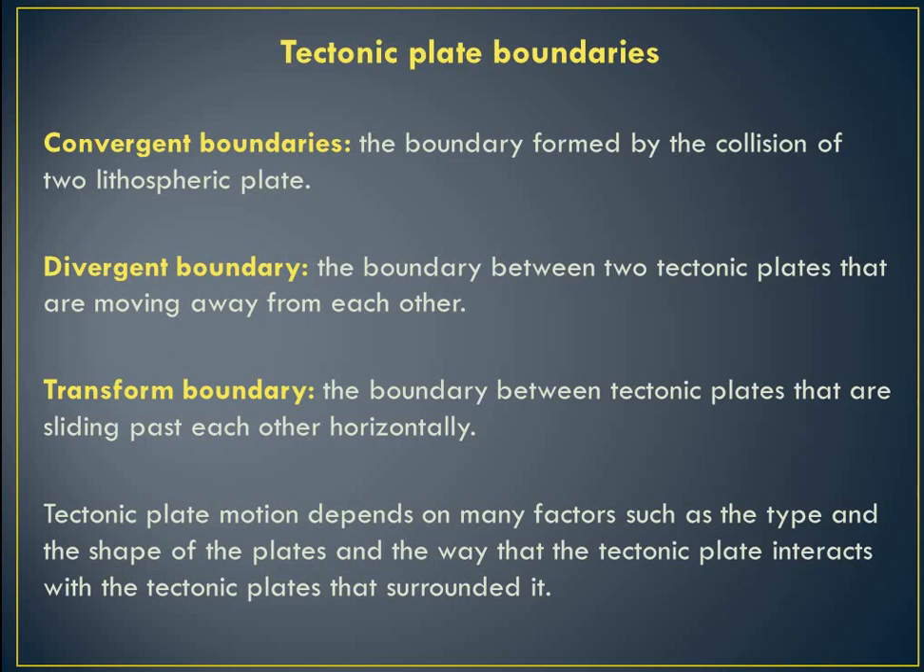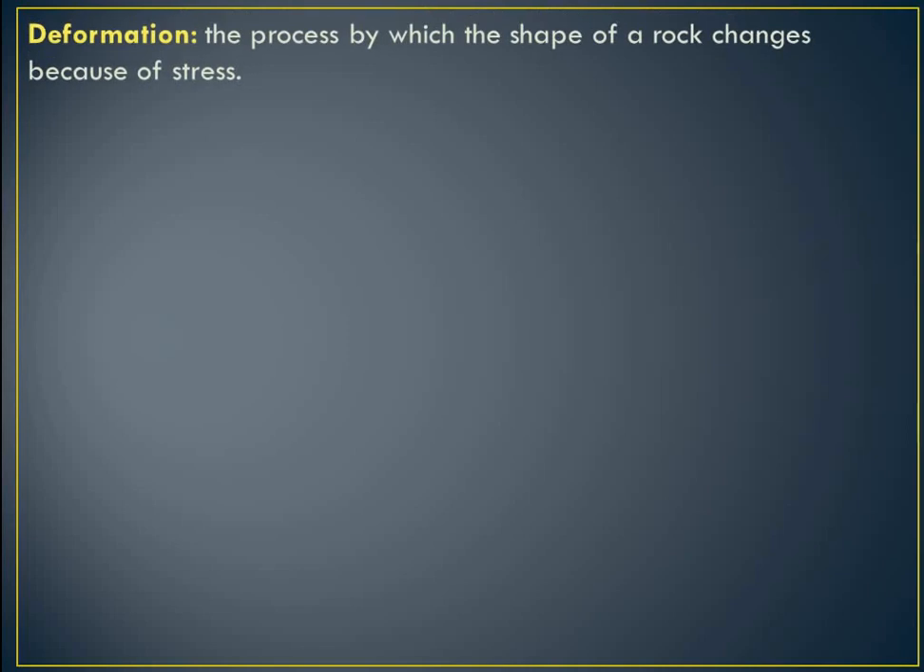Tectonic plate motion depends on many factors such as the type and the shape of the plates and the way that the tectonic plate interacts with the tectonic plates that surround it. So we have 3 effects or factors that affect tectonic plate motion or movement. Deformation. Let's see what a deformation is. The process by which the shape of a rock changes because of stress.